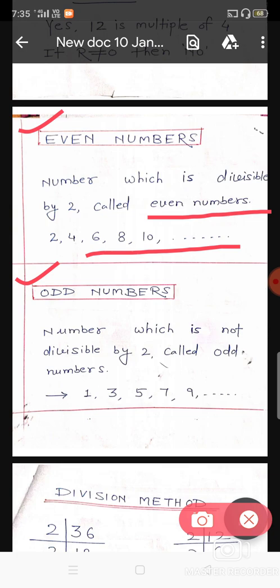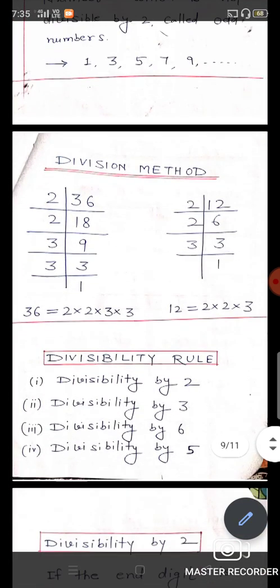Yes. And what about odd numbers? Numbers which are not divisible by 2, they are called odd numbers. 1, 3, 5, 7, 9, and so on. Okay. Means even numbers plus odd numbers equal natural numbers. Okay? Good. Let's move to next.